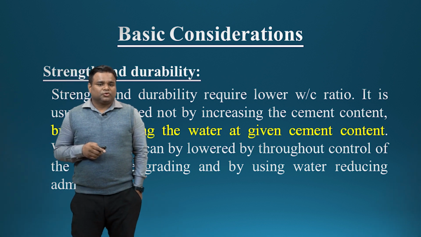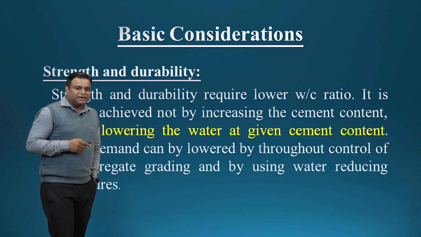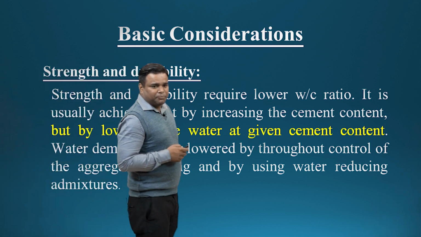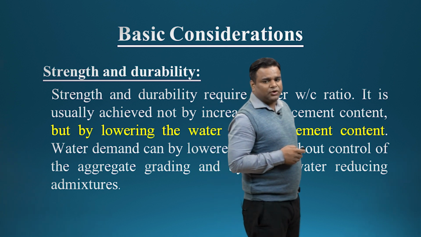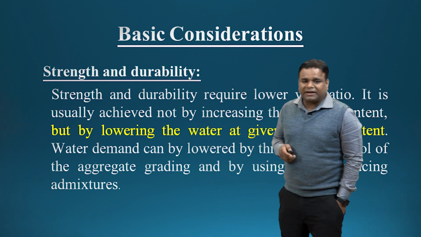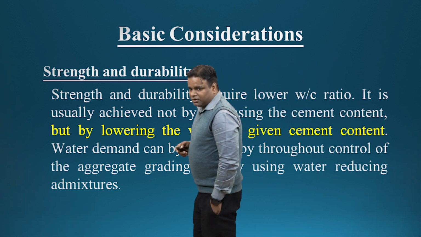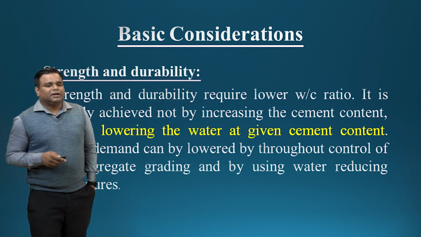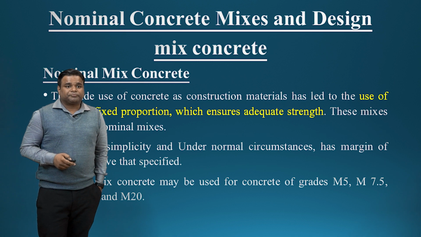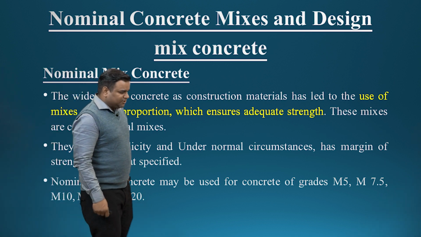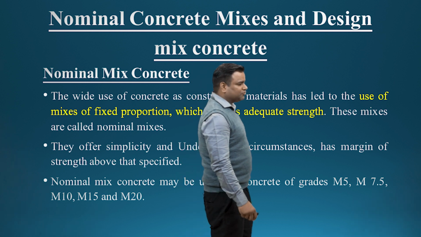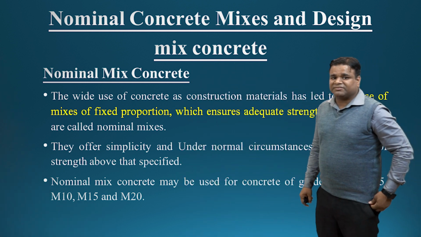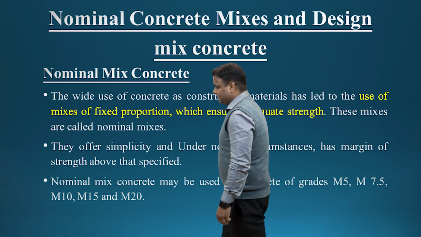So we have to see that the water cement ratio is very important for strength and durability. By lowering the water content at a given cement content, we can improve our strength and durability properties. Water demand can be lowered through control of the aggregate grading and by using water reducing admixtures. In concrete mix design, we basically see two types of concrete. First is the nominal concrete mix, and second is the design concrete mix.